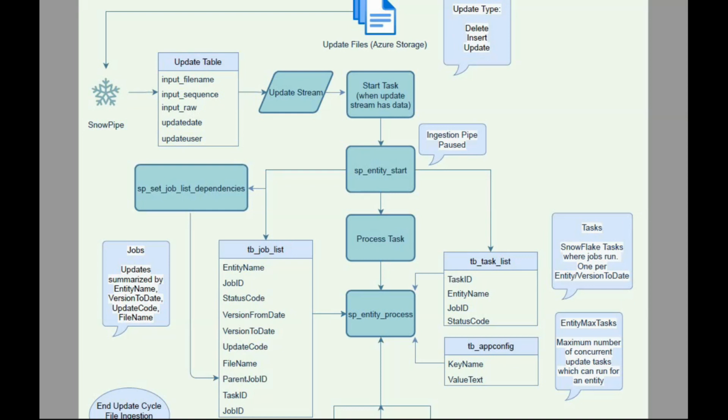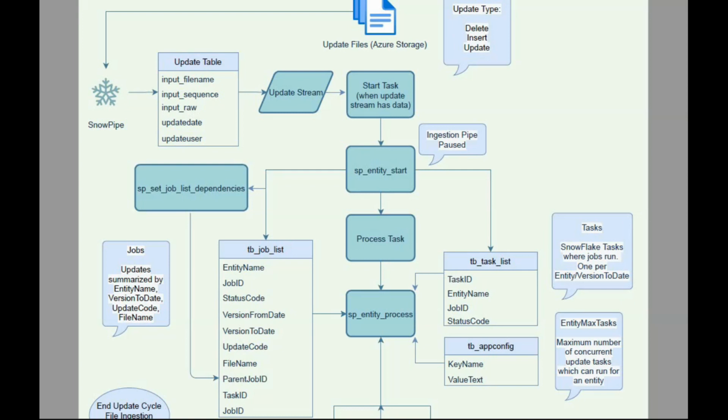3 tasks will orchestrate all processing. First, a start task, which when it executes calls procedure SP entity start as its handler. SP entity start first pauses the ingestion pipe after all files have been loaded to the Snowflake staging table. If the pipe cannot currently be paused because files are loading or waiting to be loaded, it exits and waits until the next start task execution to try again.